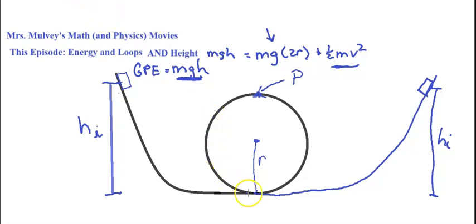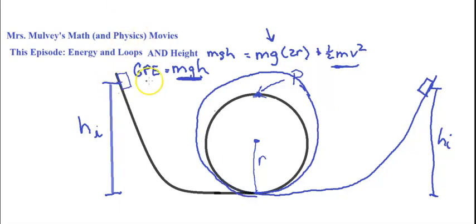If I were to increase the size of this loop and make this point P at the same height that the block started at, then what that would mean is at this exact point, if my loop was bigger now, like this, let's see if I can do this. Okay, pretend that's a good circle. Notice I've made point P now at the exact same height that the block started at.